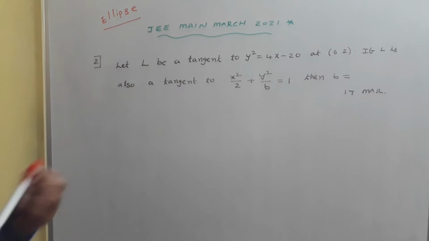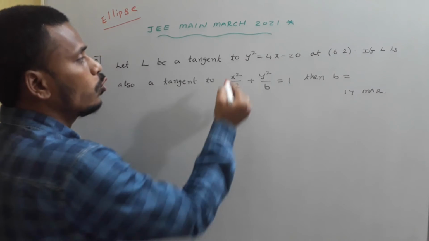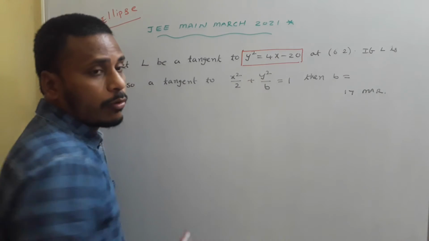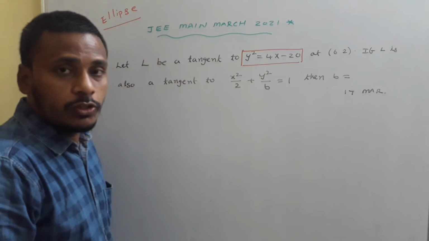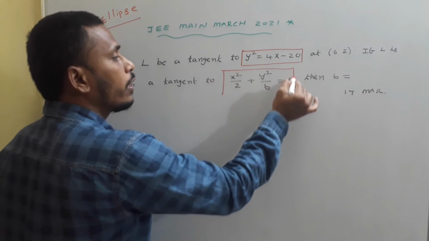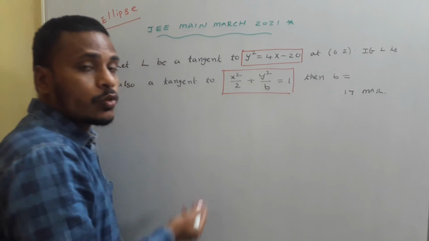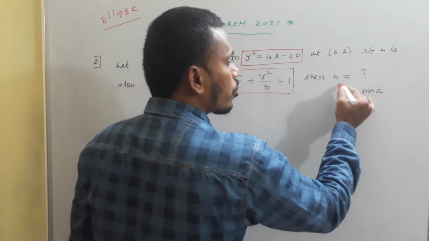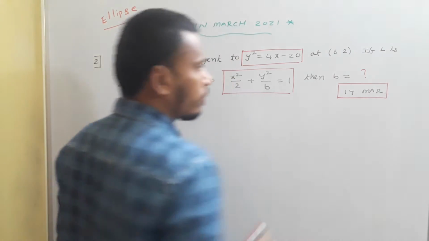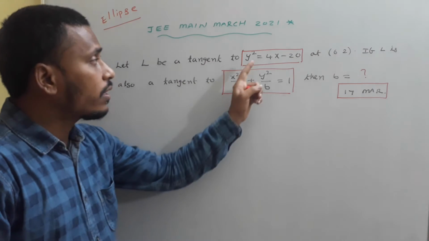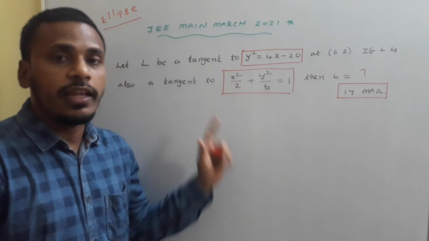Next problem. Let L be a tangent to y square is equals to 4x minus 20, actually a parabola, at the point 6 comma 2. If L is also a tangent to x square by 2 plus y square by b is equals to 1, which is an ellipse, then we need to find out the value of b. This question was asked on 17th March. So the question involves a common tangent for this parabola as well as for this ellipse.